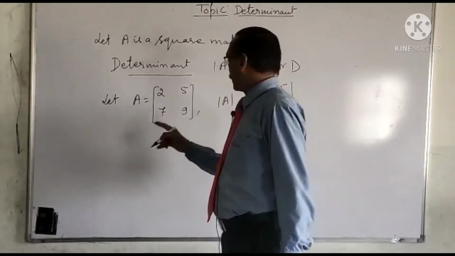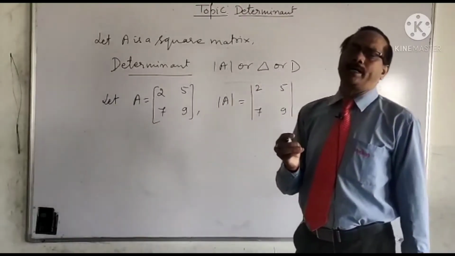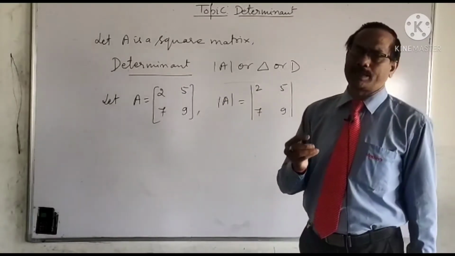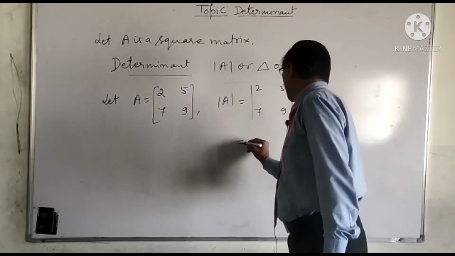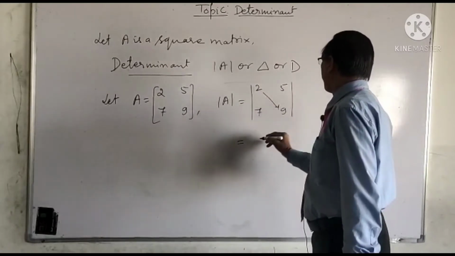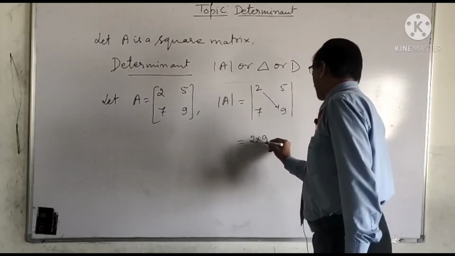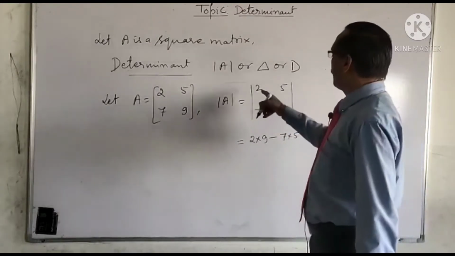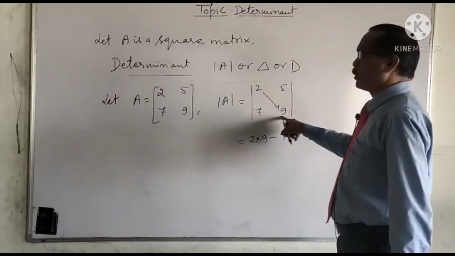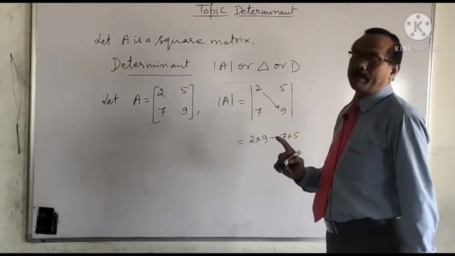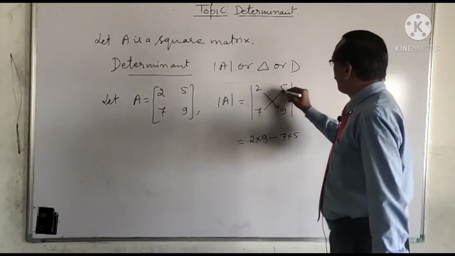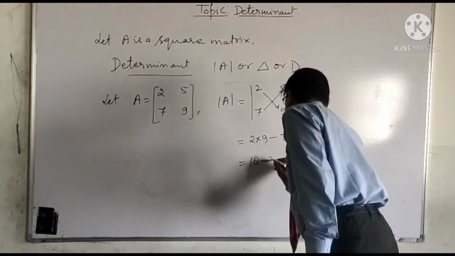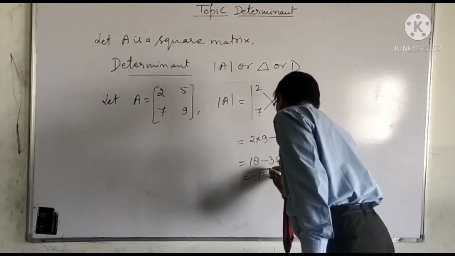Then the number is obtained when we expand the determinant. There is one rule for the expansion of the determinant. Here, the rule is we will multiply 2 by 9 minus 7 into 5. When we multiply up to down, it is a positive sign. When we go down to up, there is a minus sign. Now it is 18 minus 35, which is minus 17.